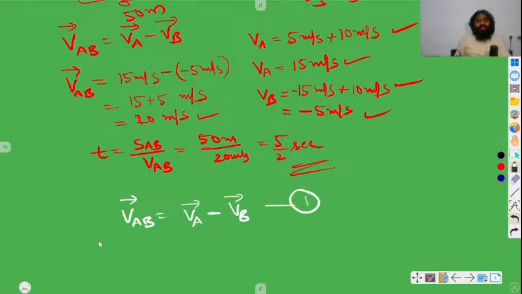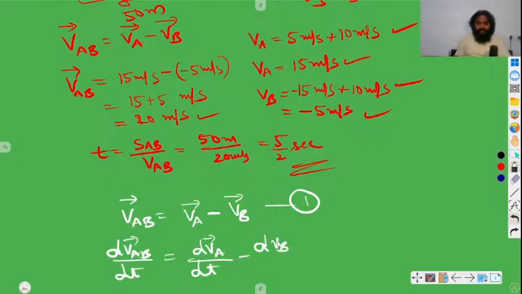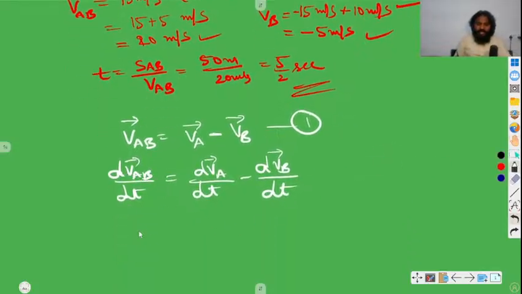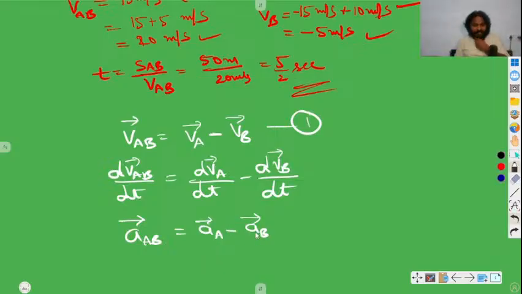Now again you differentiate both sides, then what happens? dVAB bar by dt is equals to dVA bar by dt minus dVB bar by dt, right? That is, acceleration of A with respect to B bar is equals to acceleration of A bar minus acceleration of B bar, okay na? Means the relative acceleration of A with respect to B is equals to acceleration of A minus acceleration of B. These are absolute values, right?